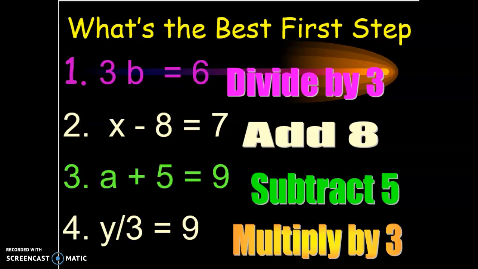Look at number 3. A plus 5 equals 9. I want the a by itself. How am I going to get rid of an added on 5? Well, I'm going to subtract the 5. And then looking at number 4, I have y divided by 3 equals 9. How do I get rid of a divided on 3? Well, you would multiply by 3.